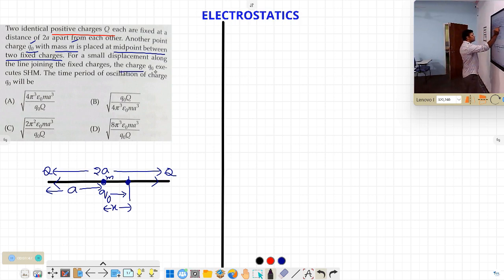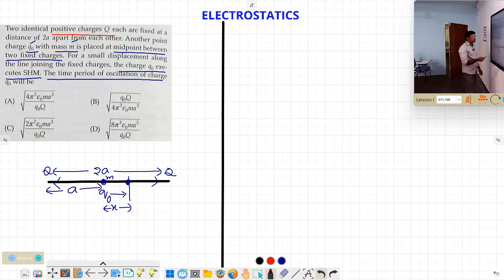Then the charge Q naught executes SHM. The concept you need to understand beforehand is that whenever a charge is displaced between two similar charges, it will execute harmonic motion, either simple harmonic or harmonic according to the condition of the displacement. Here, whenever it is displaced, it performs oscillation along this line. They are asking us to calculate the time period of oscillation of this Q naught.